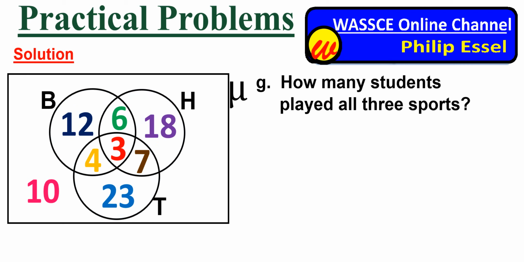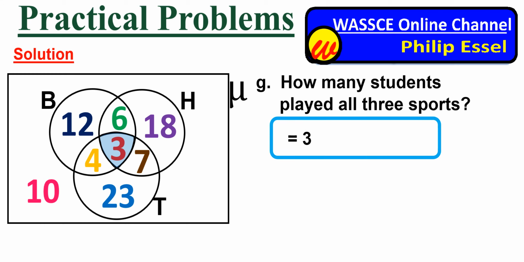For question G, how many students played all 3 sports? First, we would identify the region where students played all 3 sports. So this is the region where students played all 3 sports. And here the answer is very clear. 3 students played all 3 sports.